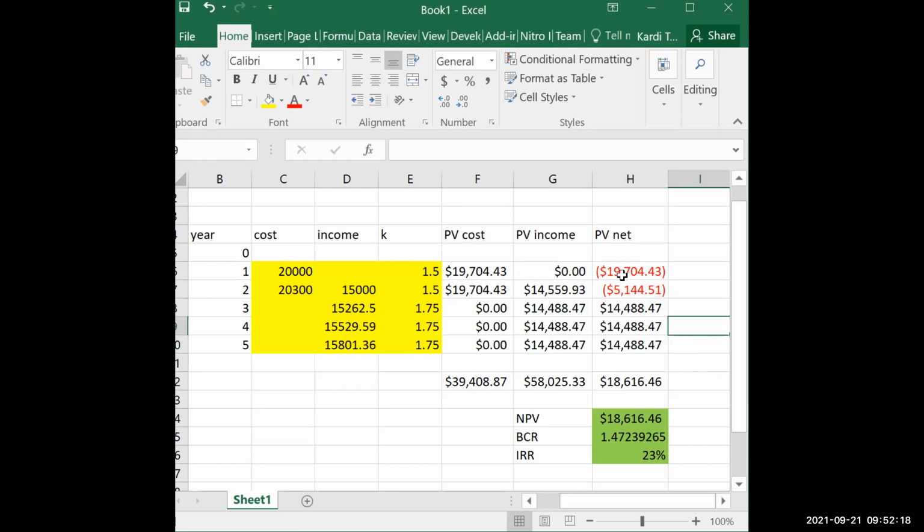So of course, in the beginning of your project, usually you lose money. That's why negative, right? And then after that, you start to earn. So the question is whether you are earning in 5 years. And what is the IRR, okay? The internal rate of return.